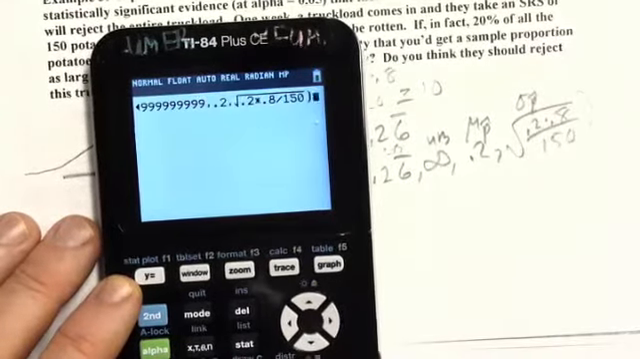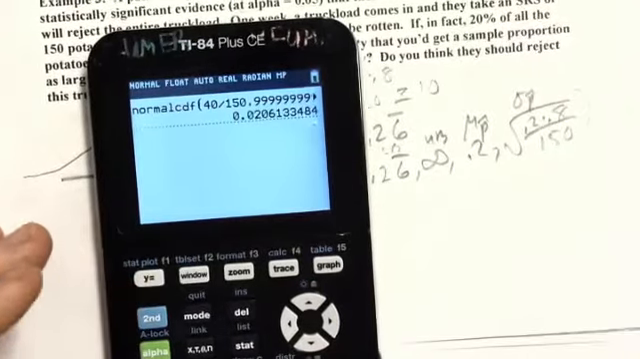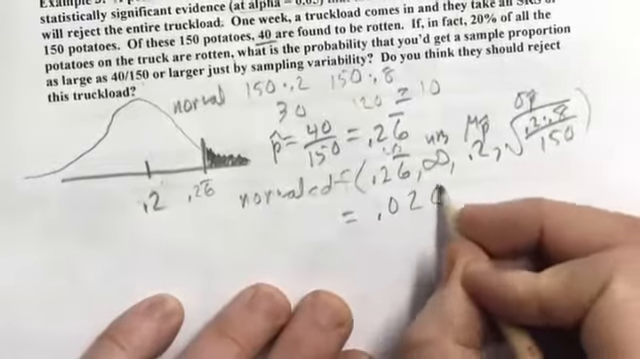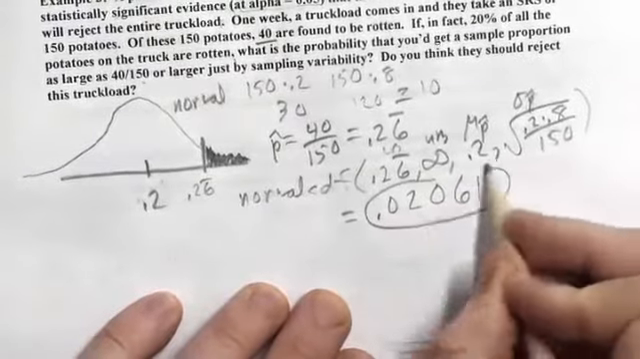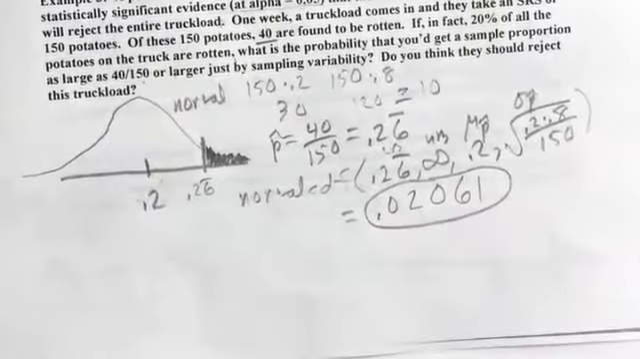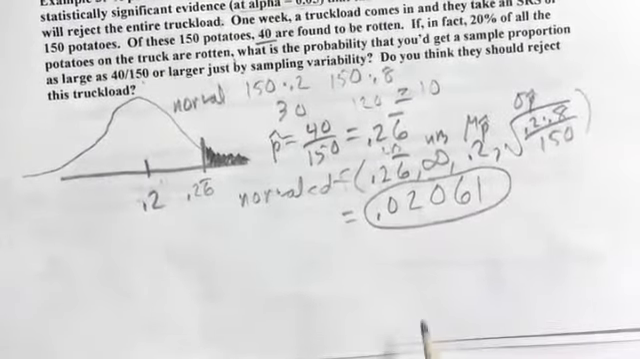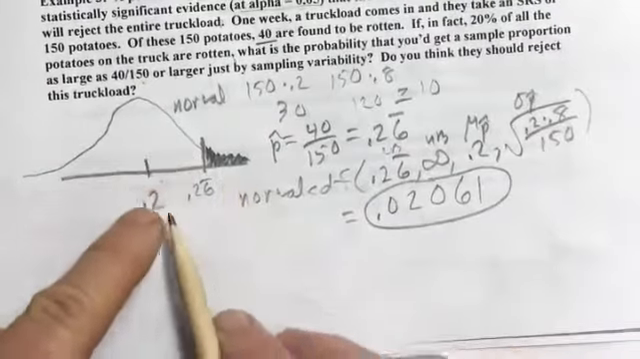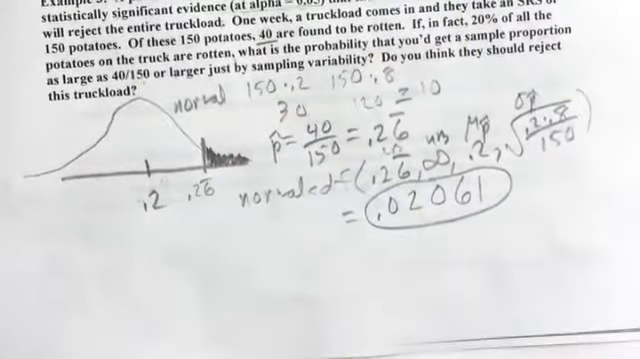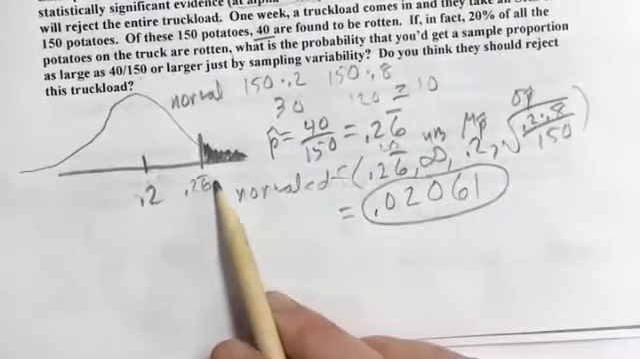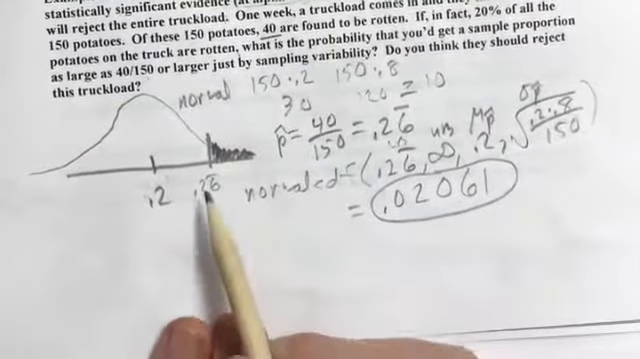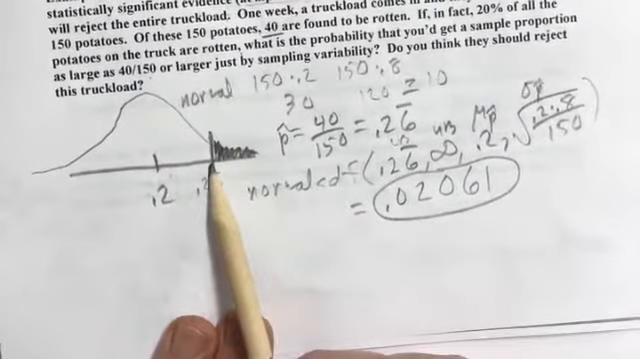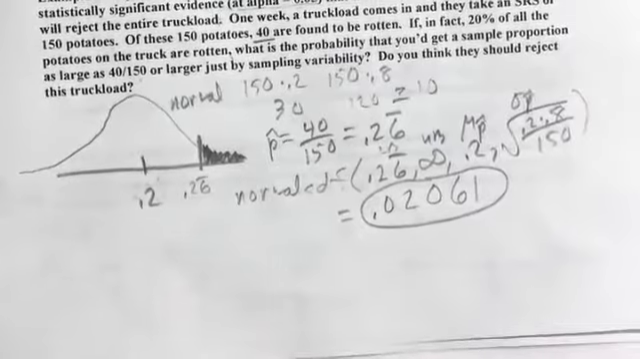And so you hit enter, and we get 0.02061. That is our probability, and that is a low probability. So what we're saying is this is unlikely to happen, and we have reason to doubt that 20% are rotten. It appears from our sample that more than 20% are rotten. It's not really plausible that this difference between 0.2 and 0.26 repeating in this curve is due to sampling variability.